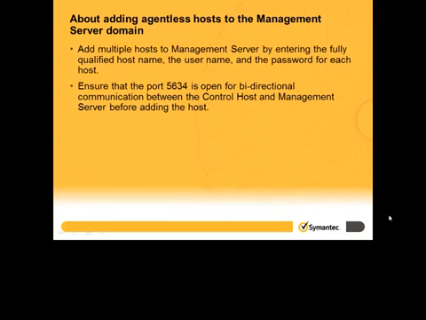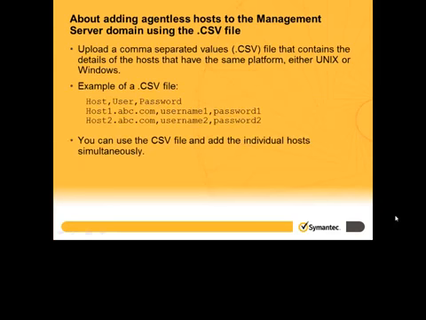You can add multiple hosts to Management Server by entering the fully qualified host name, the username, and the password for each host. Ensure that the port 5634 is open for bidirectional communication between the control host and Management Server before adding the host. You can also upload a comma-separated values (CSV) file that contains the details of the hosts that have the same platform, either Unix or Windows.